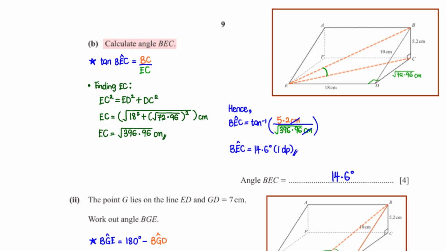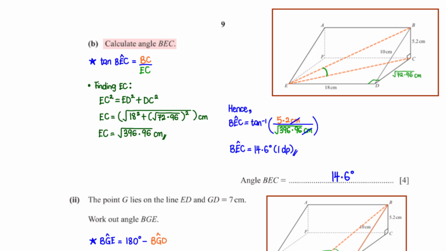Calculate angle BEC. To get the value of angle BEC, we can apply SOHCAHTOA. This gives us tan of angle BEC equals BC divided by EC. We've already been given the length of BC as 5.2 centimeters.